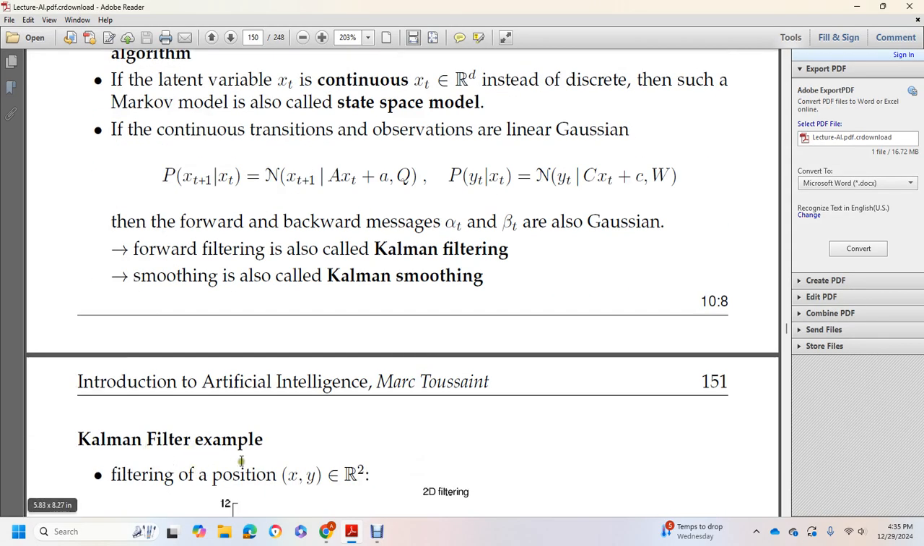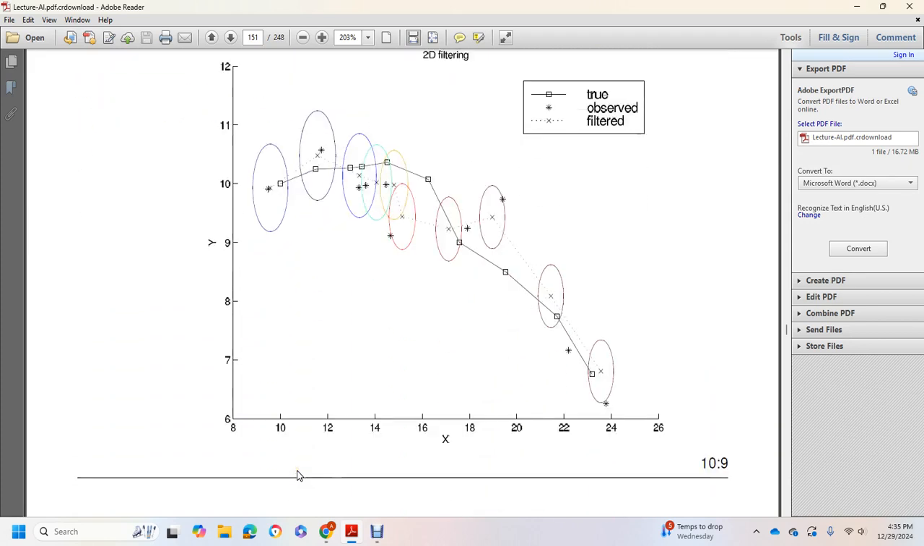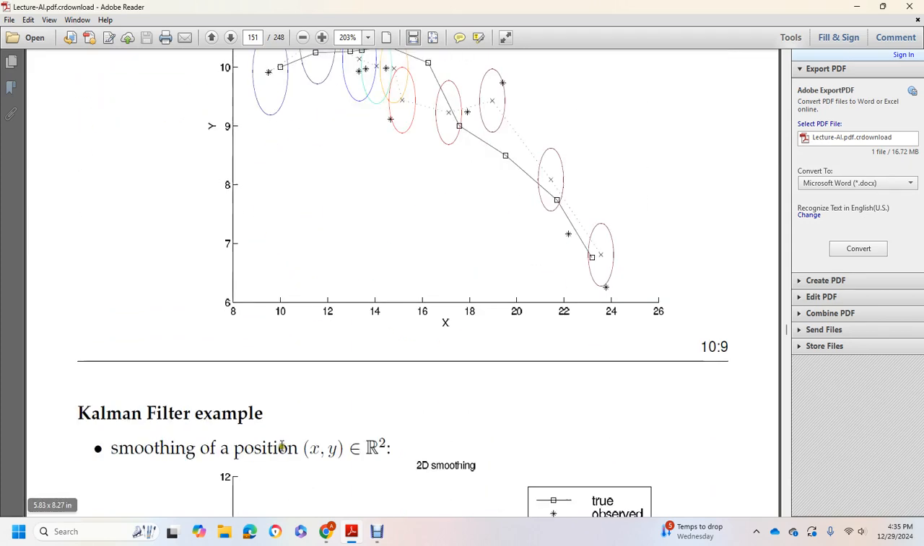Kalman filter example: filtering of the position, 2D filtering of the true, the observed and the filtered. And then Kalman filter example, smoothing of the position.